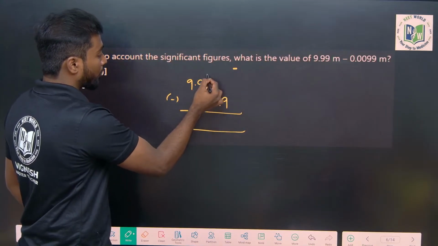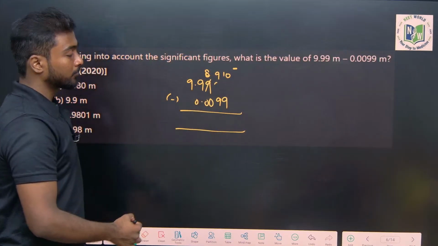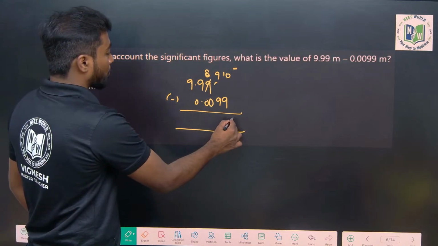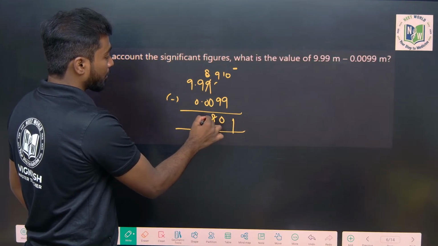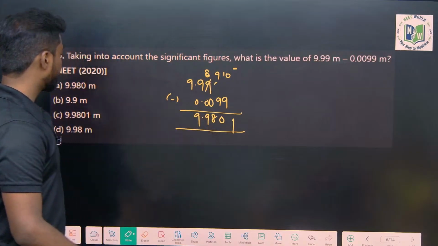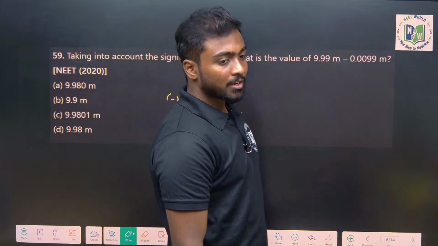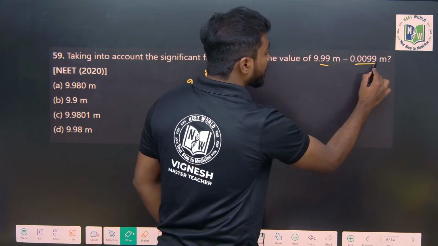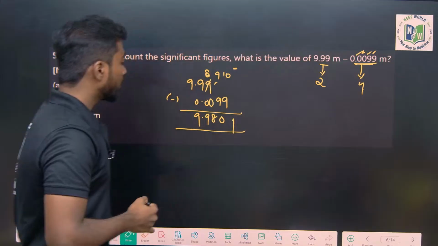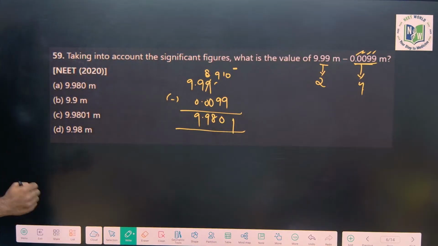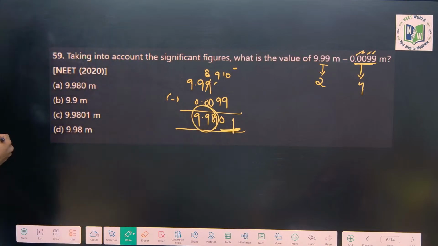So this one will be my 8, 9, 10, 1, 0 8, 9 9. What did I say? Least decimal. How many decimals are here? 1 2 3 4. Here 2 decimals, here 4 decimals. I should take it into 2 decimals. So I need to neglect this. 9.98.